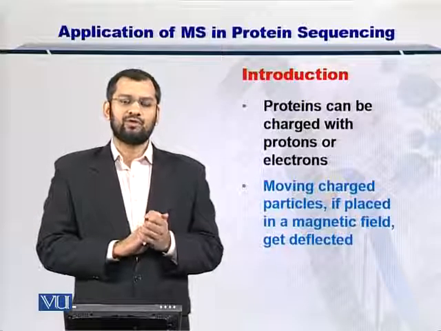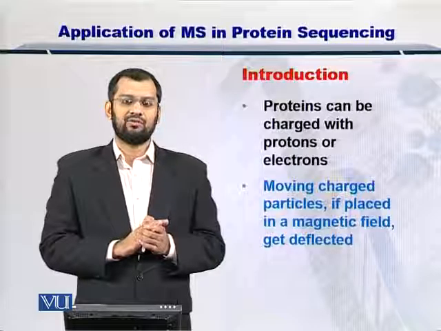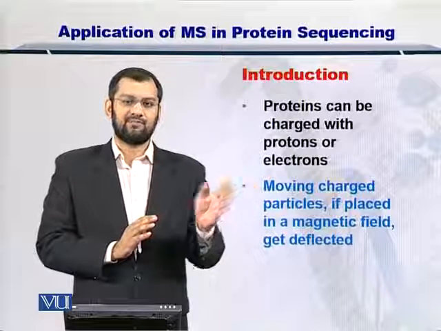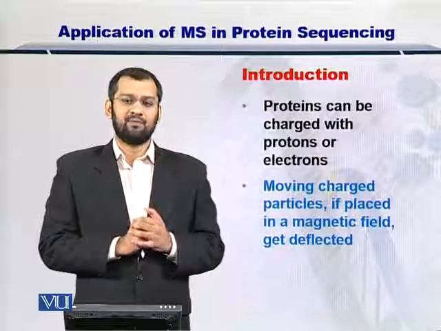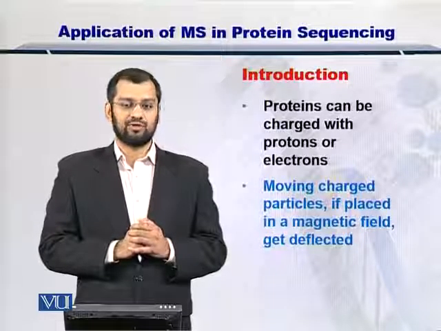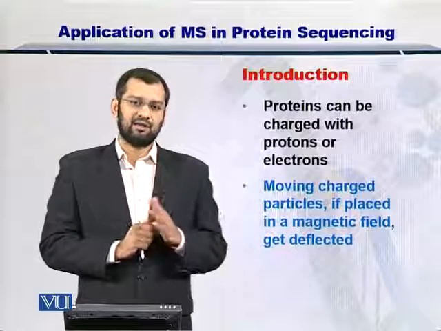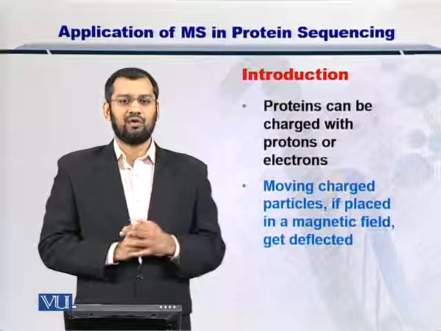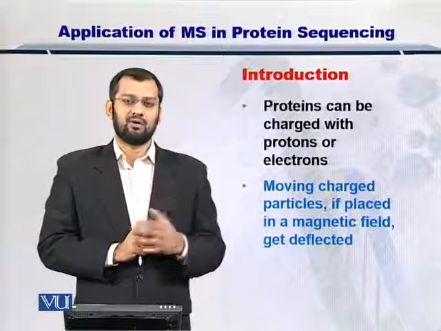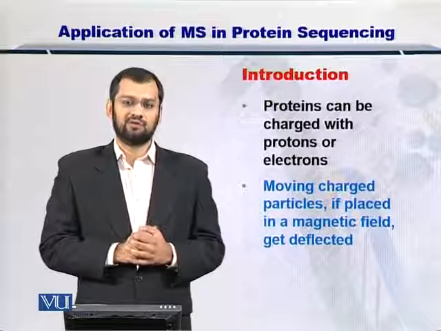The usefulness of this deflection comes in when we realize that the degree of deflection is actually directly proportional to the momentum or the mass of the protein. So if you can somehow measure the degree of deflection for small and larger proteins, then you can arrive at their mass. And once you have the mass, then you can fragment them and look at their sequence.